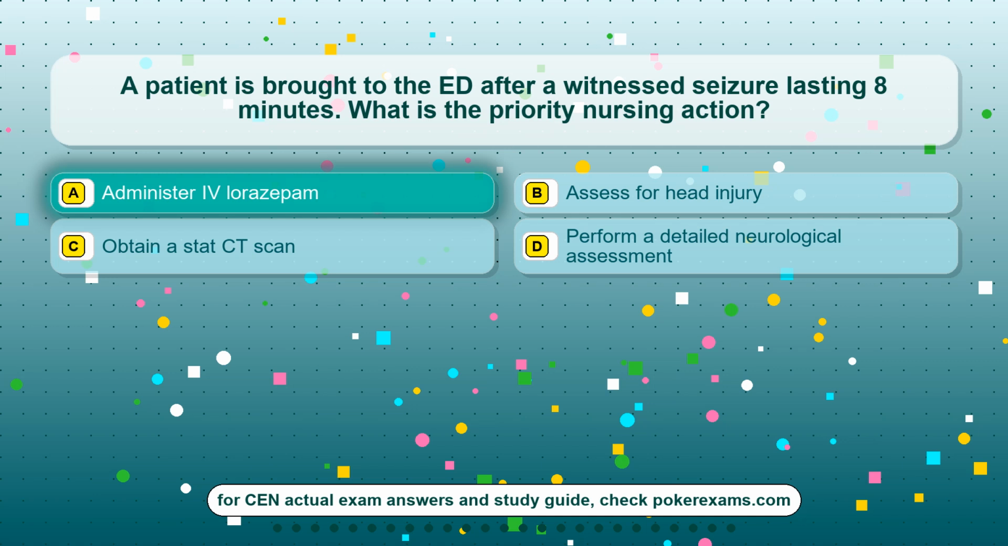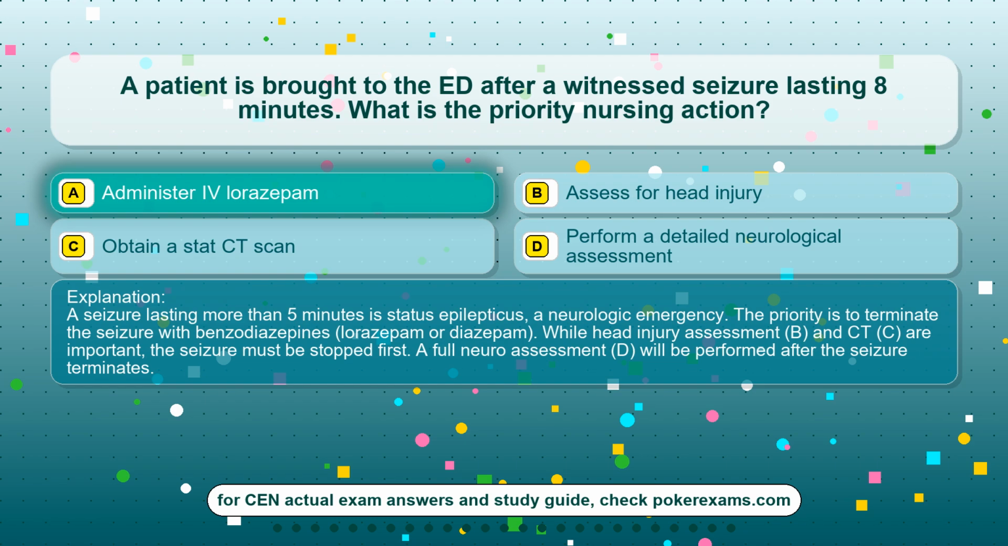The correct answer is option A, administer IV lorazepam. A seizure lasting more than 5 minutes is status epilepticus, a neurologic emergency. The priority is to terminate the seizure with benzodiazepines, lorazepam or diazepam. While head injury assessment, B, and CT, C, are important, the seizure must be stopped first. A full neuroassessment, D, will be performed after the seizure terminates.